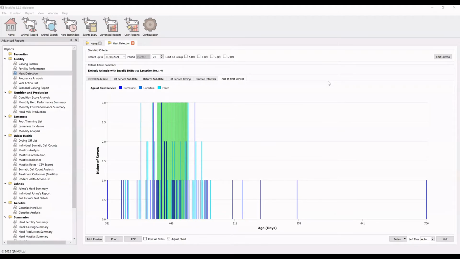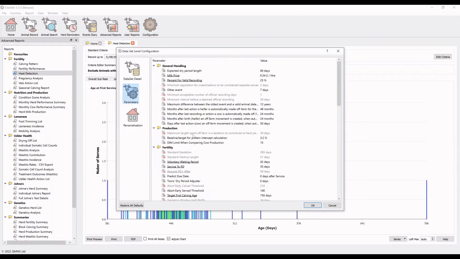The green area on this chart shows the target age at first service in order to reach the target age at first calving, which has been defined. By default, the target age at first calving is 2 years or 730 days, although this can be changed under configuration, parameters, and in the fertility section. Users can also change the settings for the voluntary wait period in this place. This will impact the overall submission rate calculation and the first service timing graph.